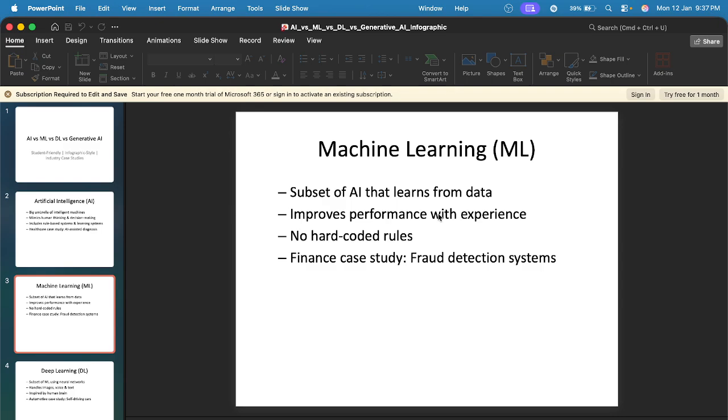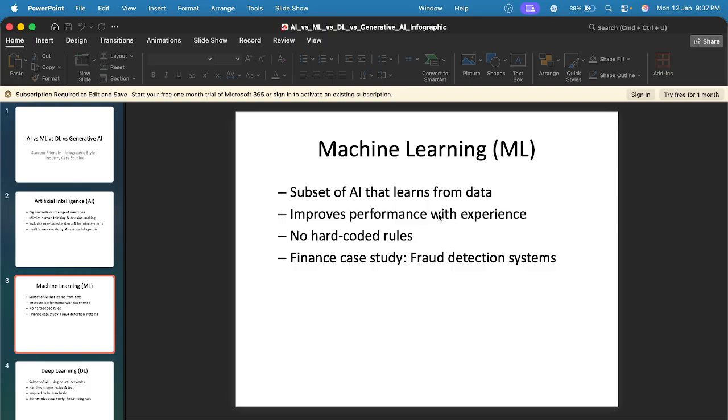I mentioned 2 to 3 lines here. Actually, ChatGPT mentioned 2 to 3 lines here. But if you can remember the simple one line: mimics human thinking and decision making. What is AI? It mimics human thinking and decision making. It's enough for this video. If you can remember just this line for AI, then for machine learning: subset of AI, learns from data, improves performance with experience, no hard coded rules. Just three lines.